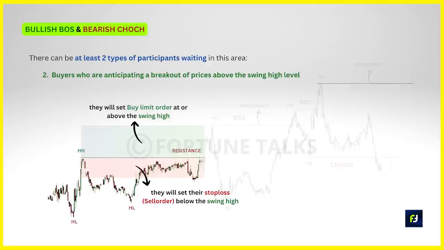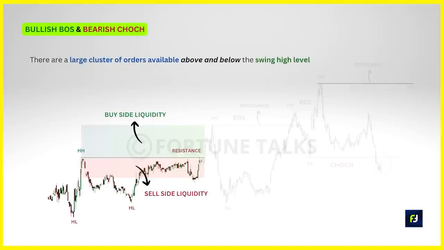Now, the second group involves buyers who are anticipating a breakout of prices above the swing high level because the current market trend is bullish. So, what will these buyers do? They will look to buy on the breakout, and they will place their stop loss, which is a sell order, just somewhere below the swing high level. So as you can see, there is a large cluster of orders available above and below the swing high level. So this is a highly liquid area.